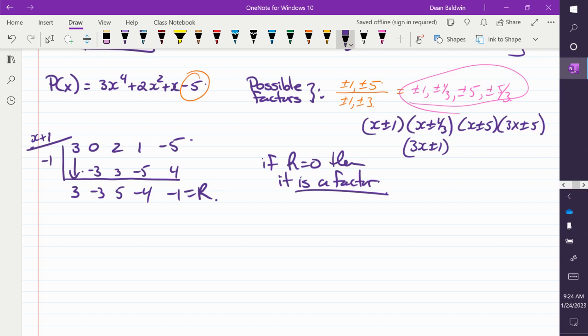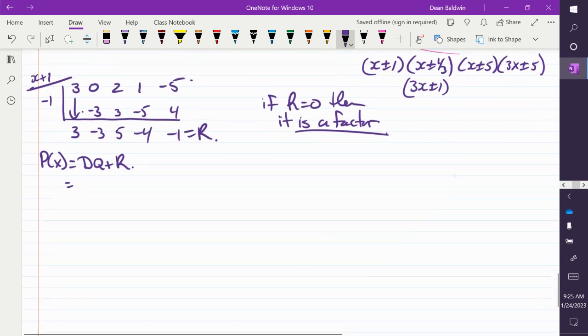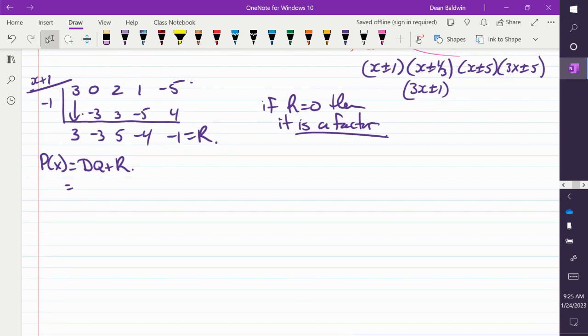But if I said to write it D times Q plus R. Remember, we're in math 12. It's Dairy Queen plus remainder. And when we get to calculus, we'll write it slightly differently because that has an advantage for certain things. What's D stand for? Divisor. What does that mean? X plus 1 is the divisor. It's what you're dividing by.